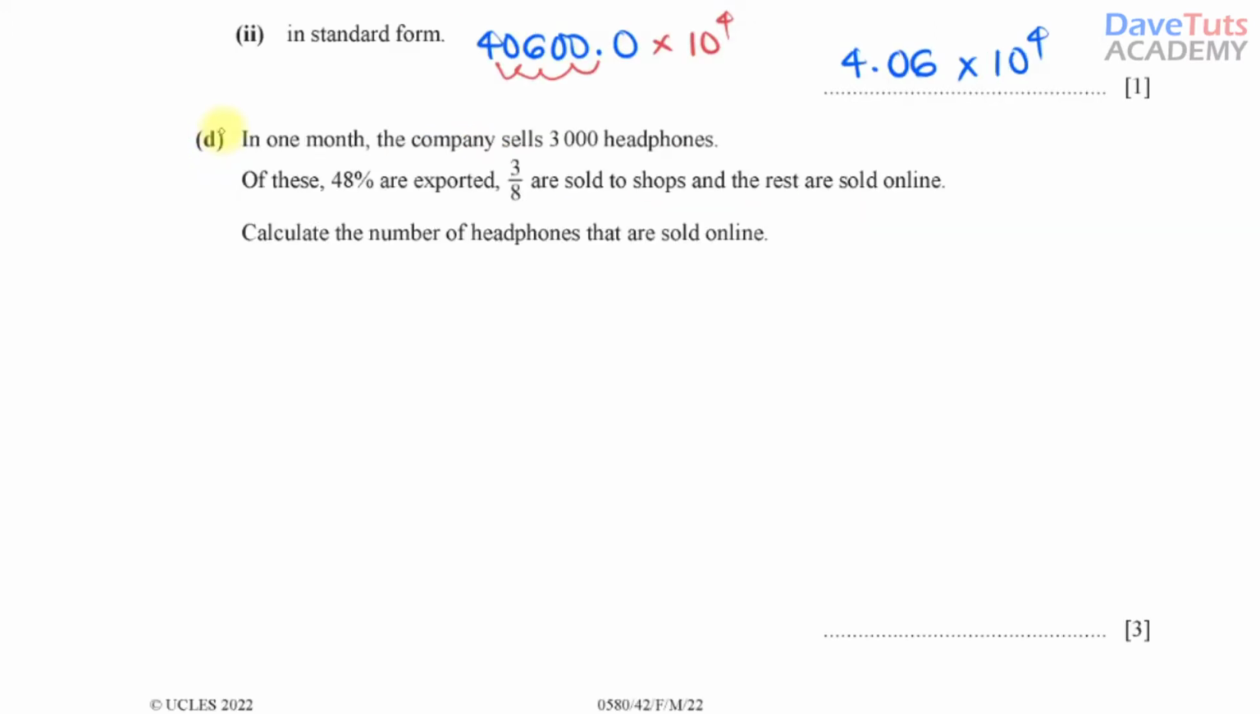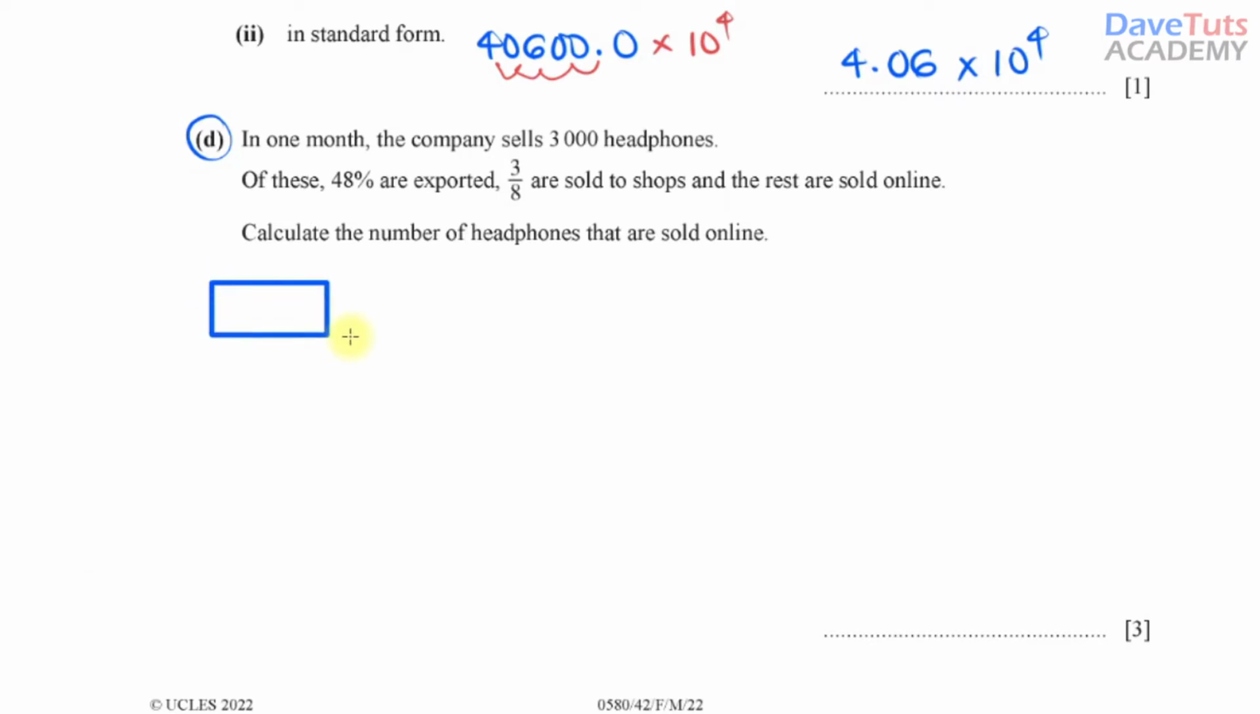For this question, we're told that in 1 month, the company sells 3,000 headphones, and of these, 48% are exported, 3/8 are sold to shops, and the rest are sold online. We have to calculate the number of headphones that are sold online. Let's see if we can get a pictorial view of what we are talking about, if it's going to help us.